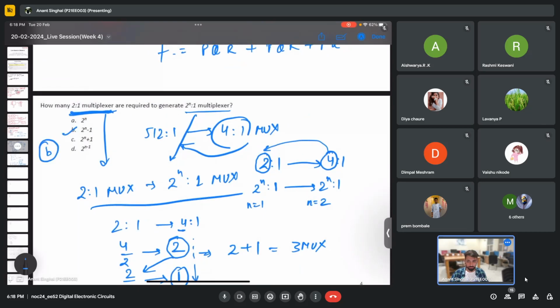Any doubts in this? I'm just making you familiarize with the basic terms and how we can convert them. So is there any doubt?